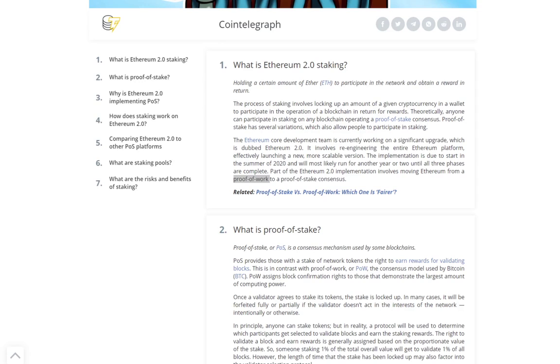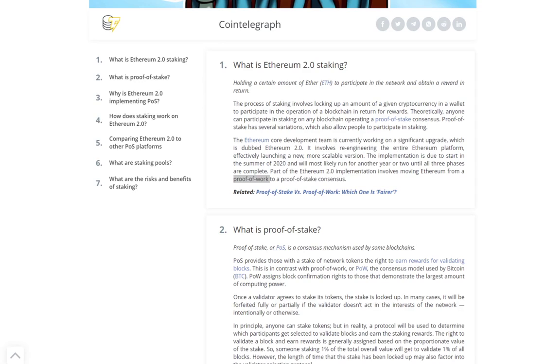Theoretically, anyone can participate in staking on any blockchain operating proof of stake consensus. Proof of stake has several variations, which also allow people to participate in staking. I think that means that obviously you need to have the Ethereum wallet to have your coins in there and online to be staking, but there are certain other areas where, like exchanges, if you hold your coins on an exchange, I presume in the future Binance will allow you to stake, but all you have to do is hold your coin in their wallet and it will stake.